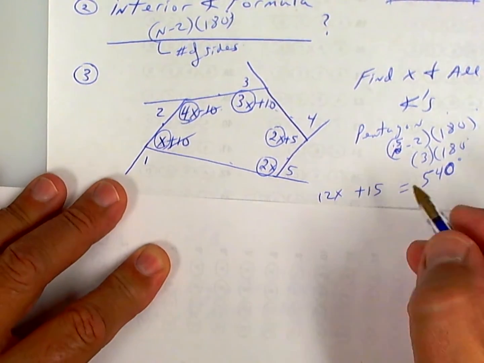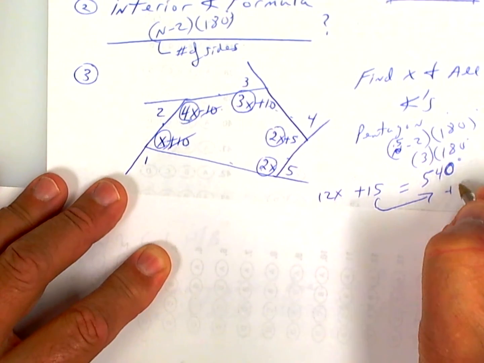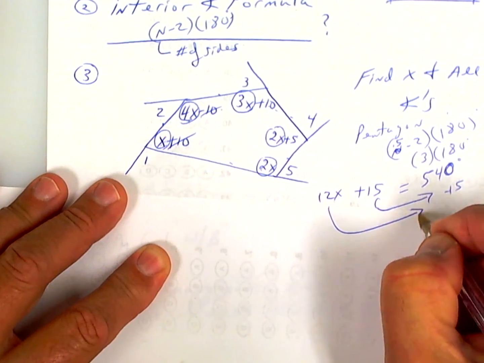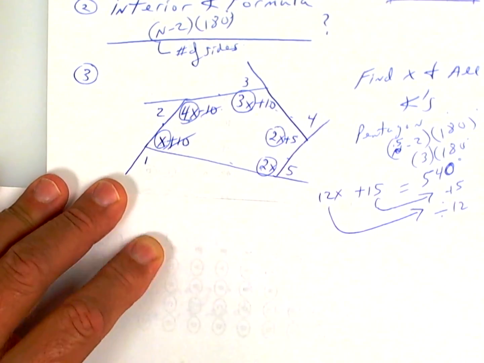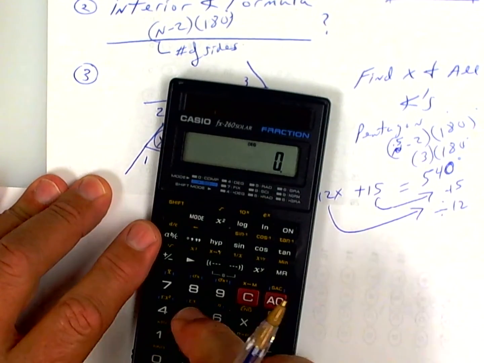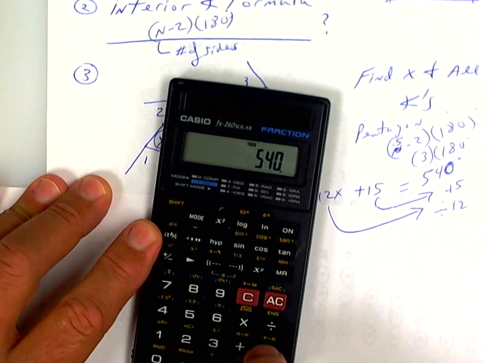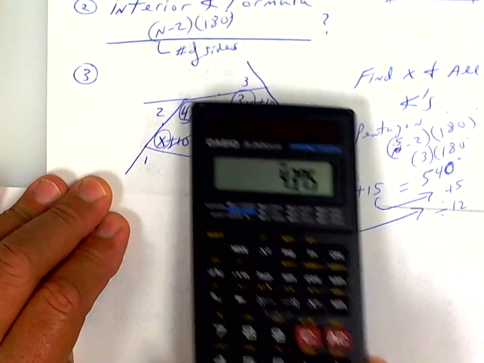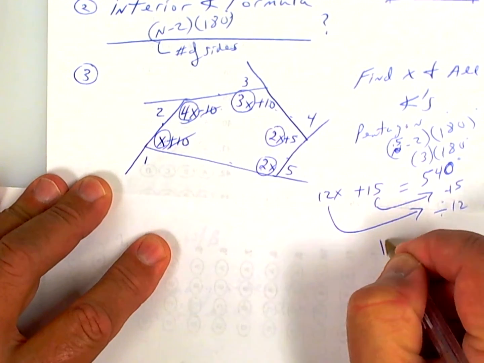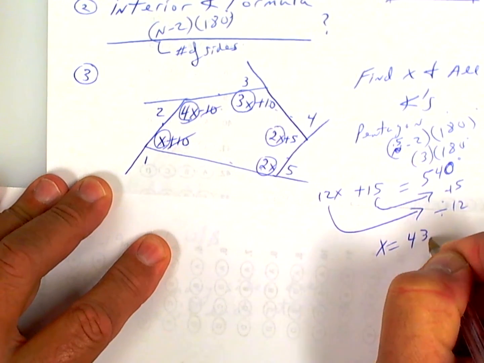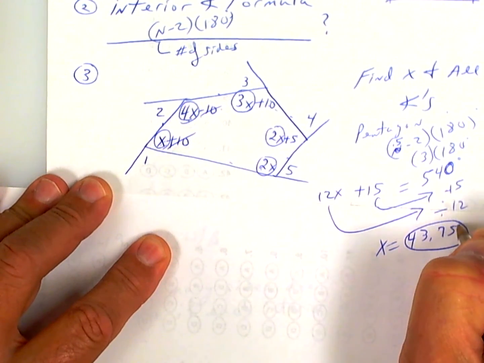Now solve that equation by subtracting 15 and then dividing by 12. I'm going to do that on a calculator. So 540 minus 15, press equals, divide by 12. So I get 43.75. And that's a decimal. Okay?